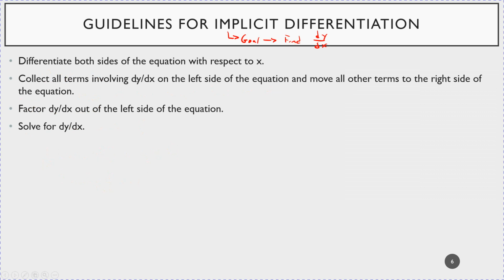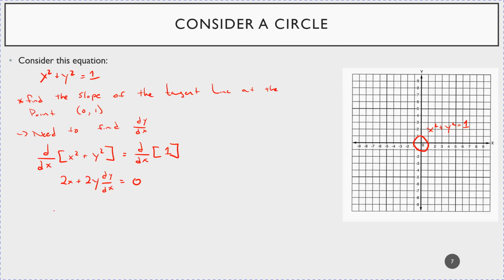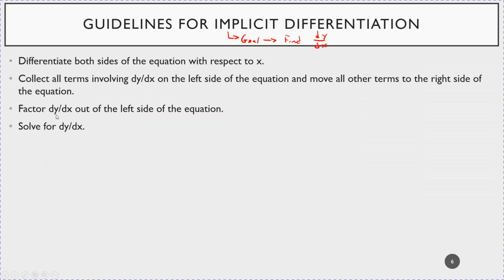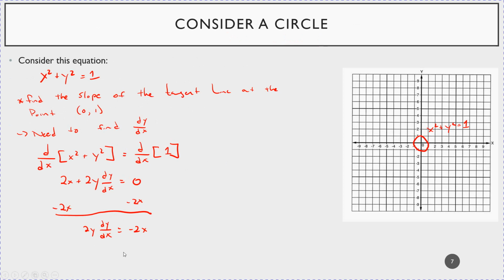Because when you differentiate a constant, it's 0. So look, keep everything with the dy/dx on the left side and move everything else to the right side. So I'm just going to subtract the 2x over. So these are gone, and I'm left with 2y dy/dx is equal to minus 2x. Here I don't need to factor out dy/dx because there's only one term. So to solve for dy/dx here, I'm literally just going to divide both sides by 2y.